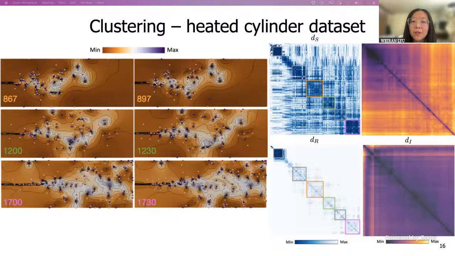Our LSH approaches also help to identify clusters in the heated cylinder dataset, which are highlighted as colored blocks. We select 2 time steps from each of the 3 clusters colored in orange, green, and pink to showcase the similarities within the cluster and dissimilarities outside the cluster. And please see our paper for additional results.